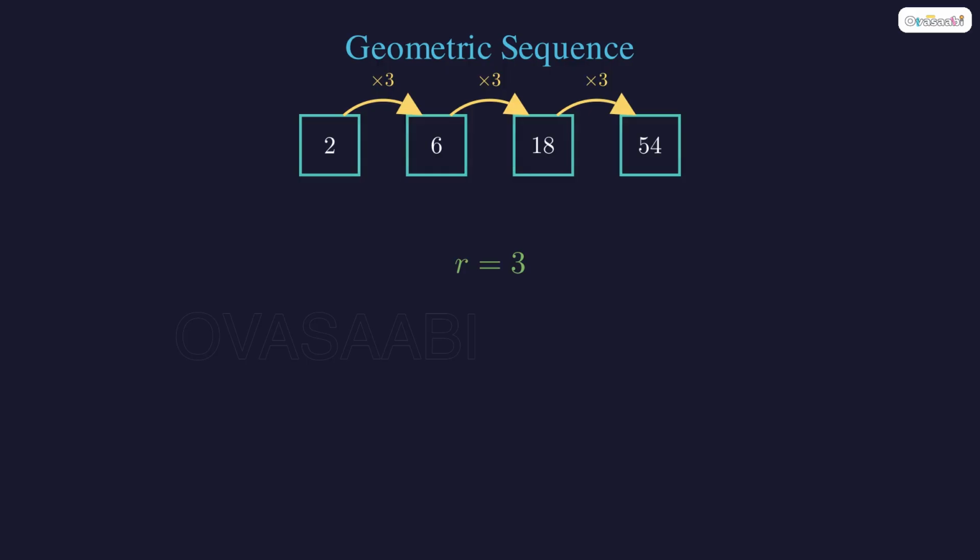In a geometric sequence, you multiply by the same number each time. That number is called the common ratio, written as R. Here, R equals 3.